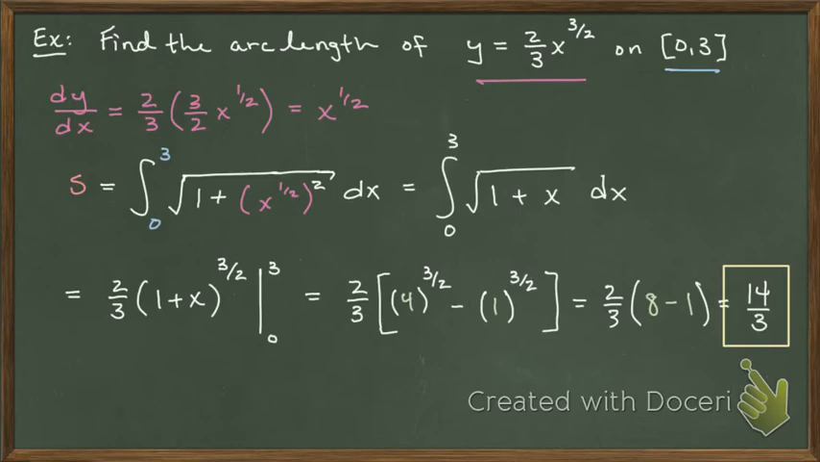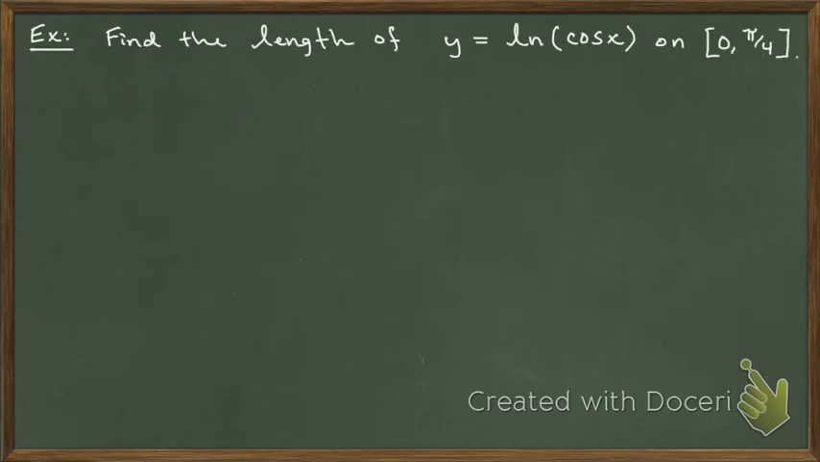Okay. Another example here, pretty much the same question type. Find the length of y equals natural log of cosine of x on the interval from 0 to pi over 4. So this is a function that's pretty doctored to work in a nice way with arc length, and we'll show you why that is. Also trying to reincorporate some of the things we talked about in our integration review.